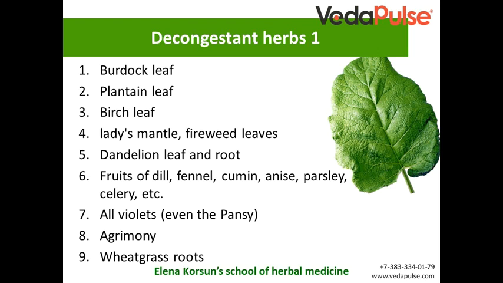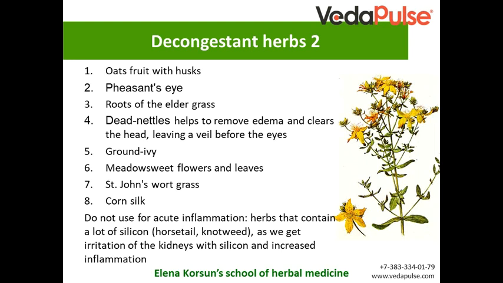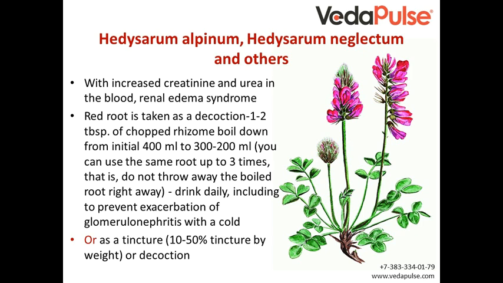And here is the list of quite safe plants having diuretic effects, great effects for kidneys, suggested by Professor Grigorieva, a PhD in biological sciences. And here is the continuation of the same list: oats, meadowsweet, St. John's wort grass, and so on. In our practice, we widely use Hedysarum alpinum as the plant having great hepatoprotective effects. In acute inflammation processes in the kidneys, we prescribe it in the form of decoction.